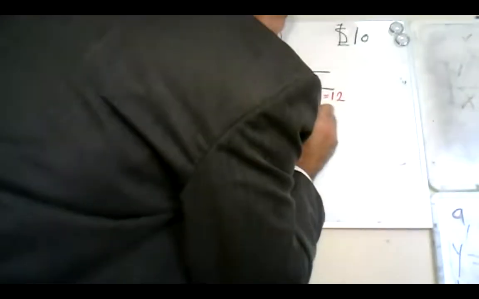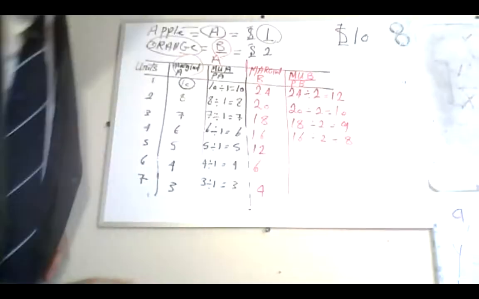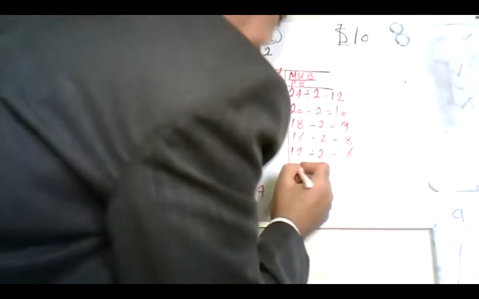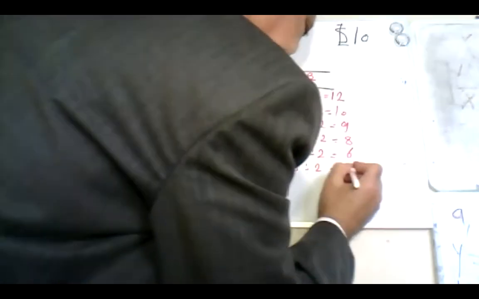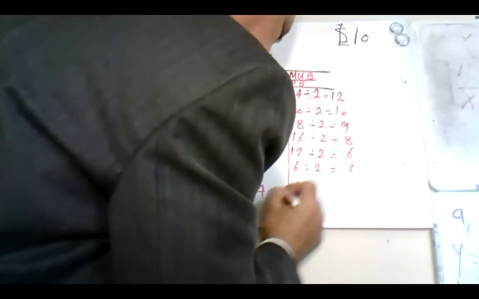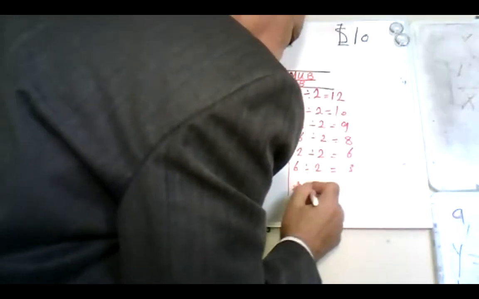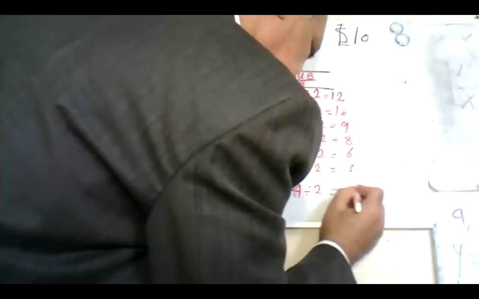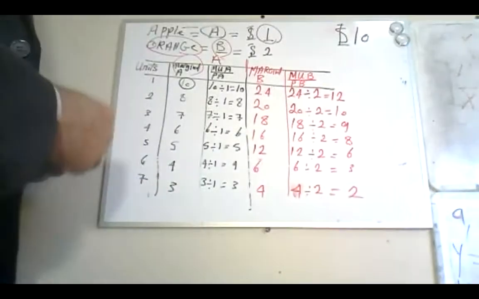20 divided by 2 will equal 10. 18 divided by 2 will equal 9. 16 divided by 2 will equal 8. Okay, then 12 divided by 2 will equal 6. Then 6 divided by 2 equals 3. Then 4, the last one, is 4 divided by 2 will equal 2. Perfect.